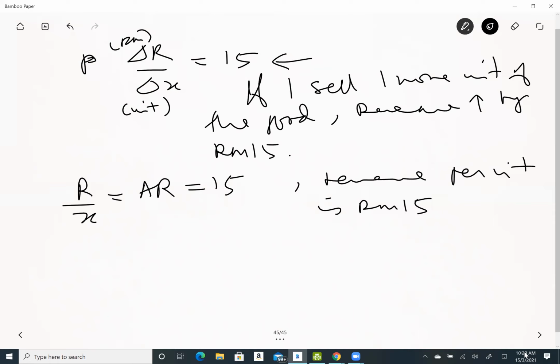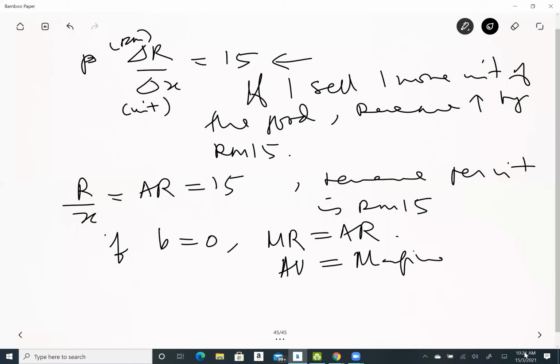So in this linear situation, the average equals the marginal if B is equal to 0. So here, if B equals 0, then we found that the marginal revenue equals the average revenue. Or the average is equal to the marginal. Correct? Okay, good. So that is the revenue.